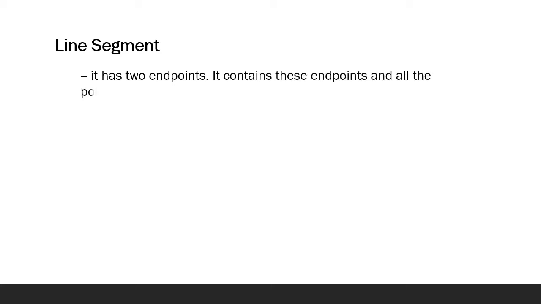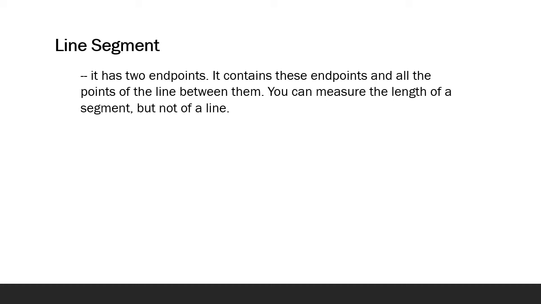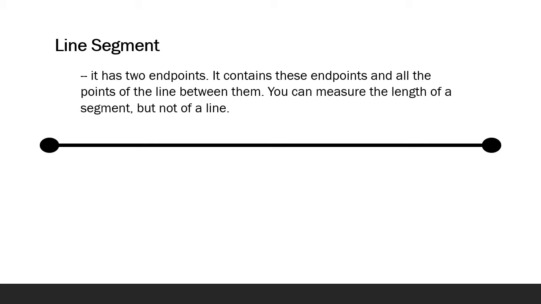Next is what we call the line segment. A line segment has two endpoints. It contains these endpoints and all the points of the line between them. Now you can measure the length of a segment but not of a line, because a line, as we define it, extends infinitely to the left and to the right. So when we say line segment, it is measurable. It has two endpoints, so we can now measure it using a ruler.